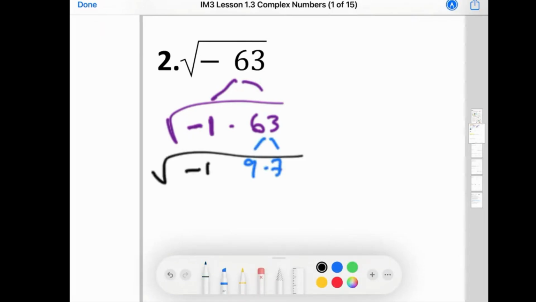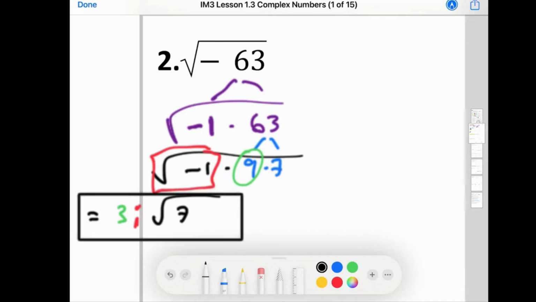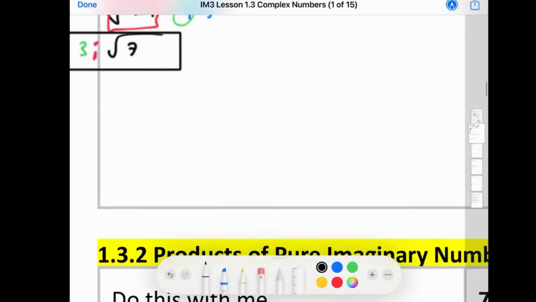So I have negative 1 times 9 times 7. The square root of negative 1 is i. The square root of 9 is 3. And then you're left with the radical 7. So the square root of negative 63 is equal to 3i radical 7.